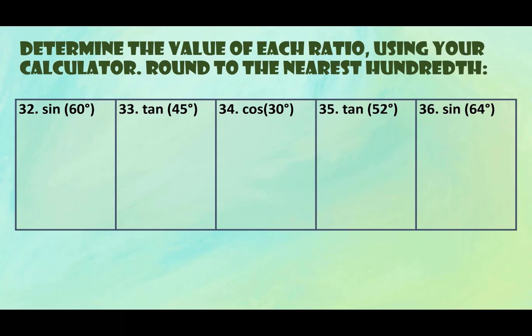So, we're going to use our calculators. Okay, so what we're going to do is determine the value of each ratio using your calculator. We're going to round this to the nearest hundredth. Now, before we do this, I want you guys to realize that all of these are in degrees. So that means you want to make sure that your calculator is also in degrees.